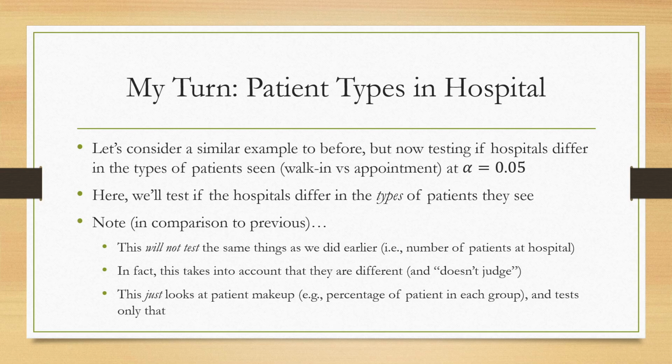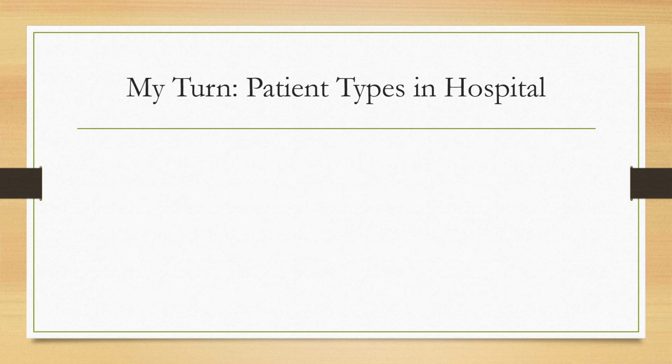Things that will not contribute to statistical significance in this are the number of patients per hospital and the number of walk-ins versus appointments. If those are different numbers of patients at different hospitals, that's not going to mean anything here. And if we have different numbers of walk-ins versus appointments, that's also not going to mean anything here. This is just going to test, are the percentages different for different hospitals?